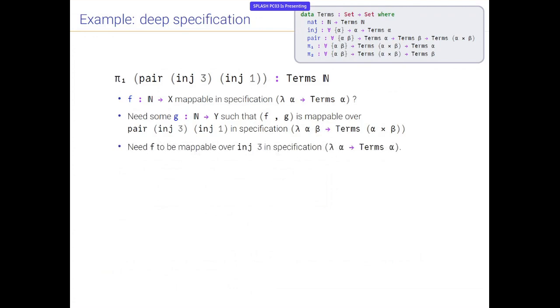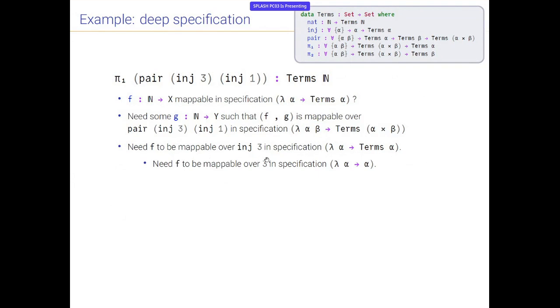So continuing from there, what do we need for this f, g to be mappable over a pair of int3, int1 in that specification, where we look at the way pair is behaving? We need f to be mappable over the first argument, int3, in the specification given by this form here, terms alpha, and we will also need g to be mappable over int1 in the same specification. But let's first treat what we will have as a constraint on f resulting from this bullet point. Well, we already did the job, but we need to do it again.